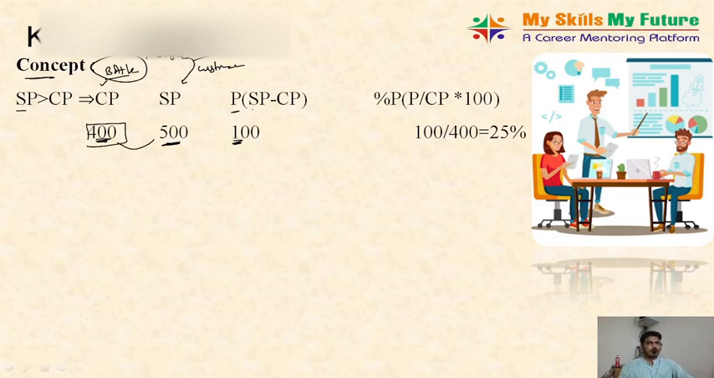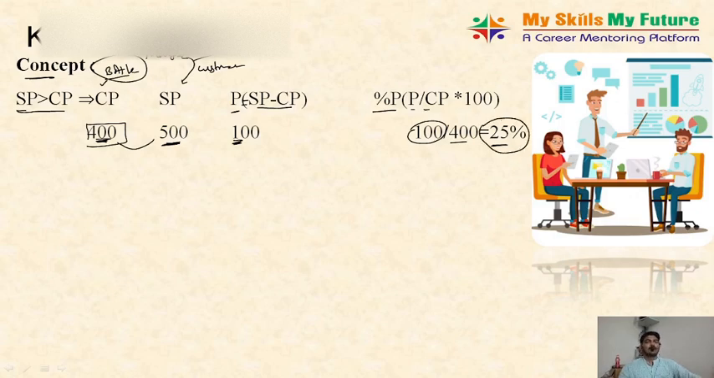Now what I told, profit will be equal to selling price minus cost price. So here the selling price must be greater than the cost price of an item if you are getting a profit here. Next, you need to calculate the profit percentage. So what is the profit percentage formula? Profit divided by the cost price into 100. What is the profit we are getting here? We are getting a profit of 100 rupees out of 400 rupees. So the total profit percentage we are getting is 25 percent.